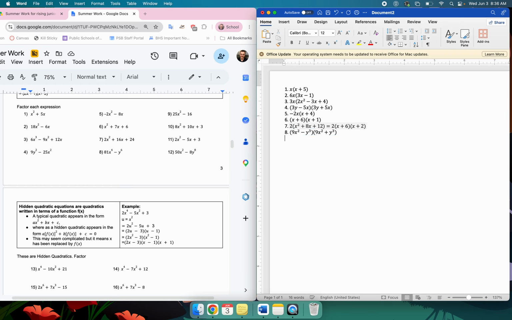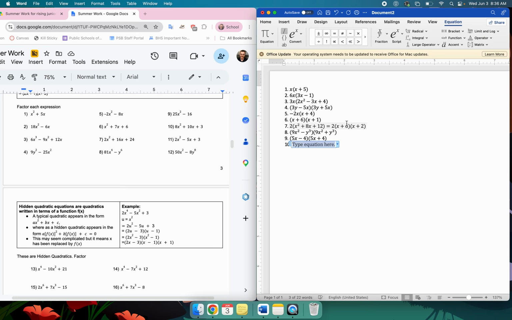Okay, cool. Number 9. Number 9 is also a difference of two squares. It's going to be 5x minus 4 times 5x plus 4. Yeah, sweet. Number 10. That is a trinomial. There's no common factor to remove, and unfortunately the lead coefficient is not 1.